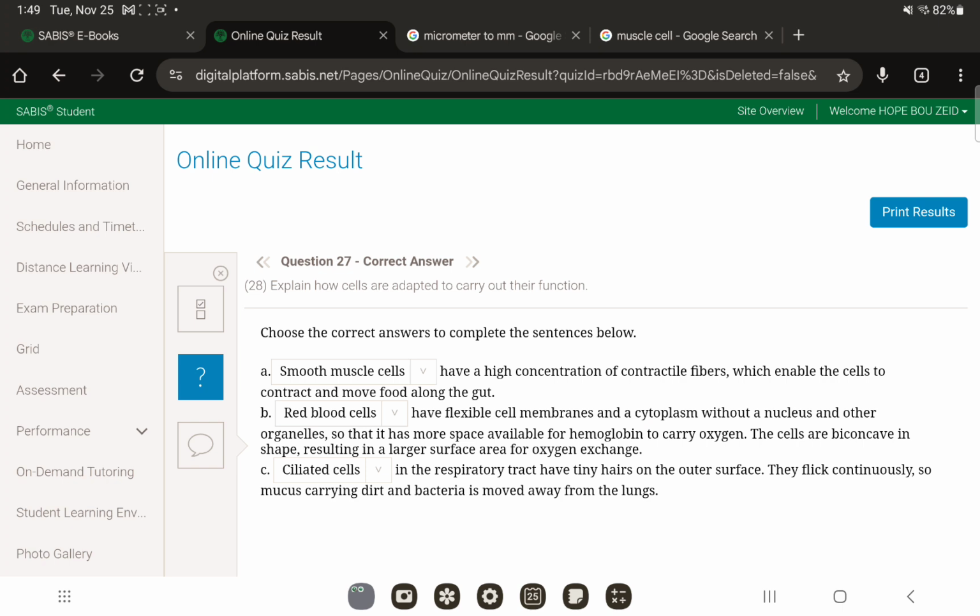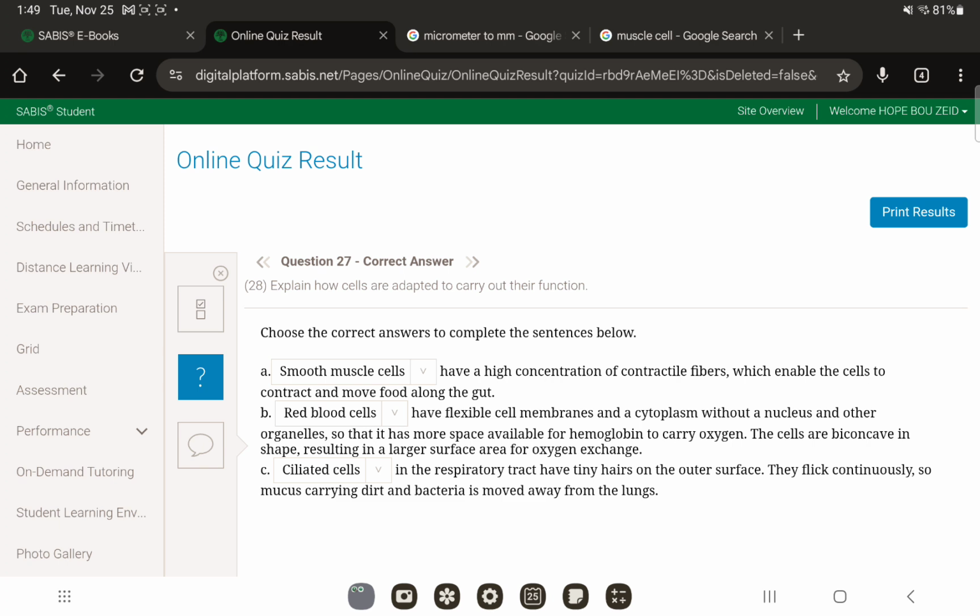And red blood cells have a flexible cell membrane and cytoplasm without a nucleus and other organelles, so that it has more space available for hemoglobin to carry oxygen. The cells are biconcave in shape, resulting in a larger surface area for oxygen exchange. These are all just general facts that you should know about red blood cells.